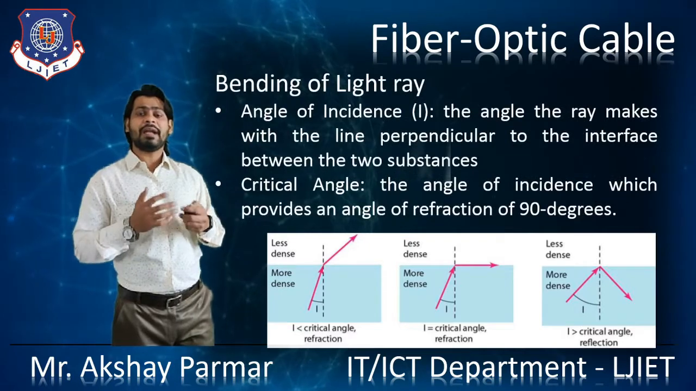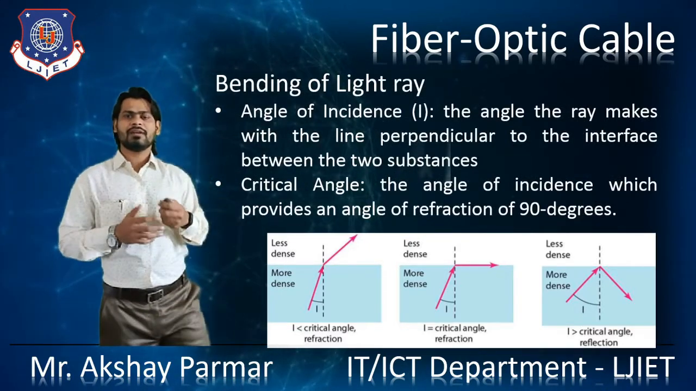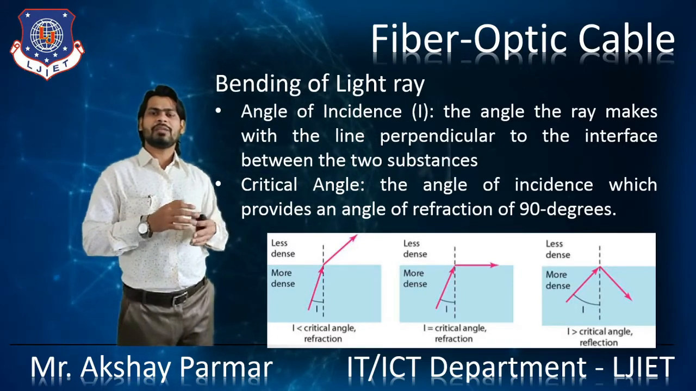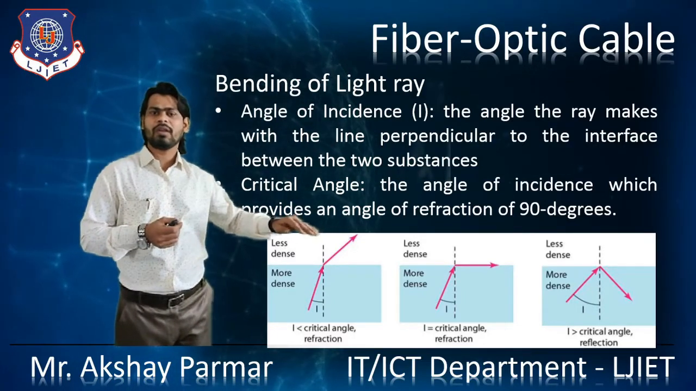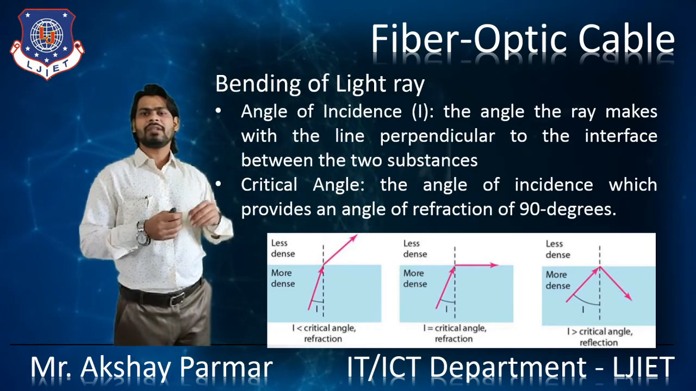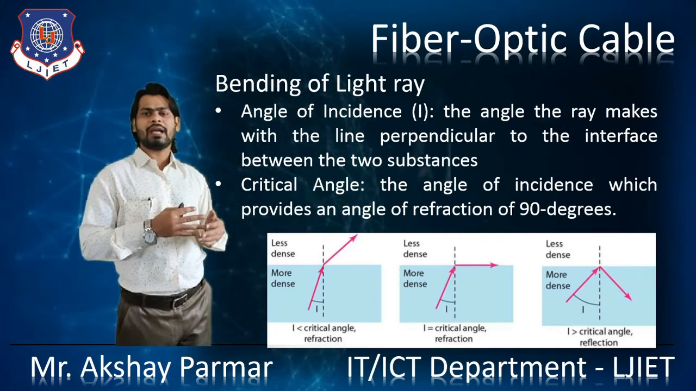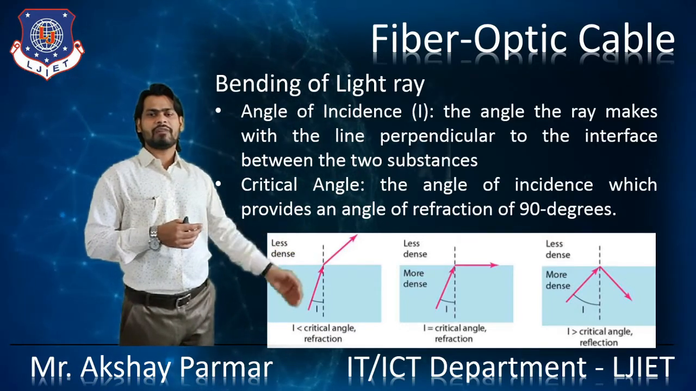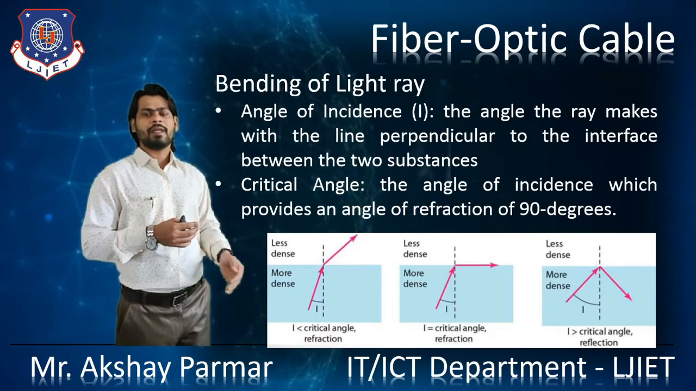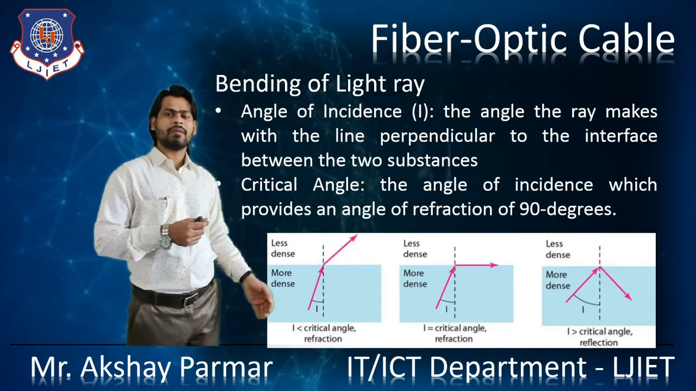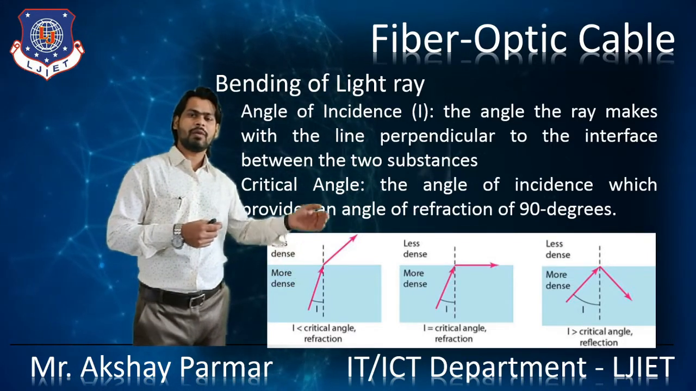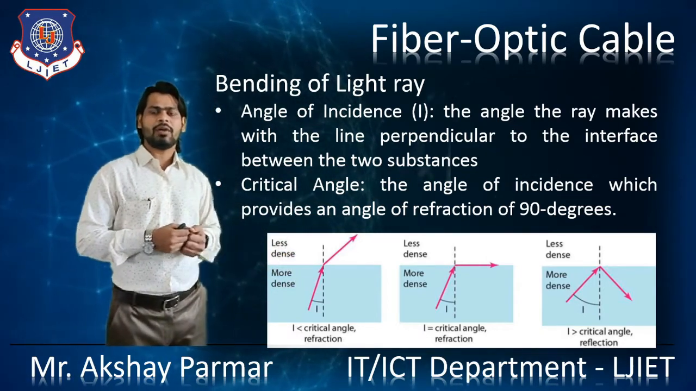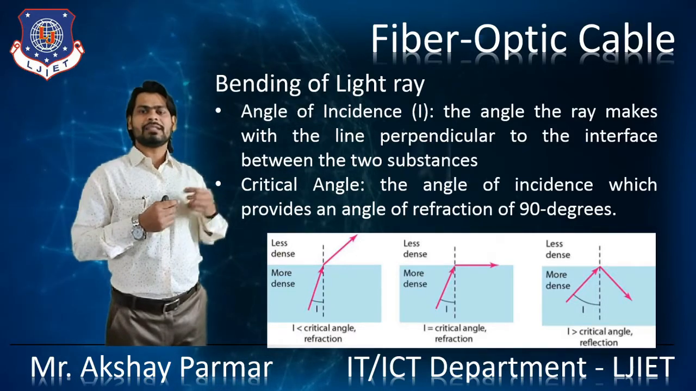After that, let's see the bending of the light ray, the angle of incidence, right? The angle that the ray makes with the line perpendicular to the interface between the two substances is called the angle of incidence, right? As you can observe, this is the angle of incidence we are measuring, the angle made by this light ray with the perpendicular to the interface of the two substances, right? So this angle is called the angle of incidence, I.